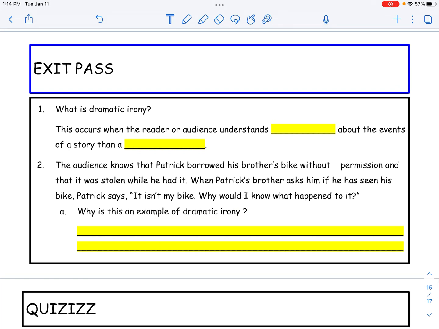All right, so one of your exit passes for today is: what is dramatic irony? And then for number 2, you're going to tell me why this is an example of dramatic irony, okay? If at any point you're confused, remember, dramatic irony is when we, the audience, know more about what's going on in a story, a movie, a play, or a book than the characters do.